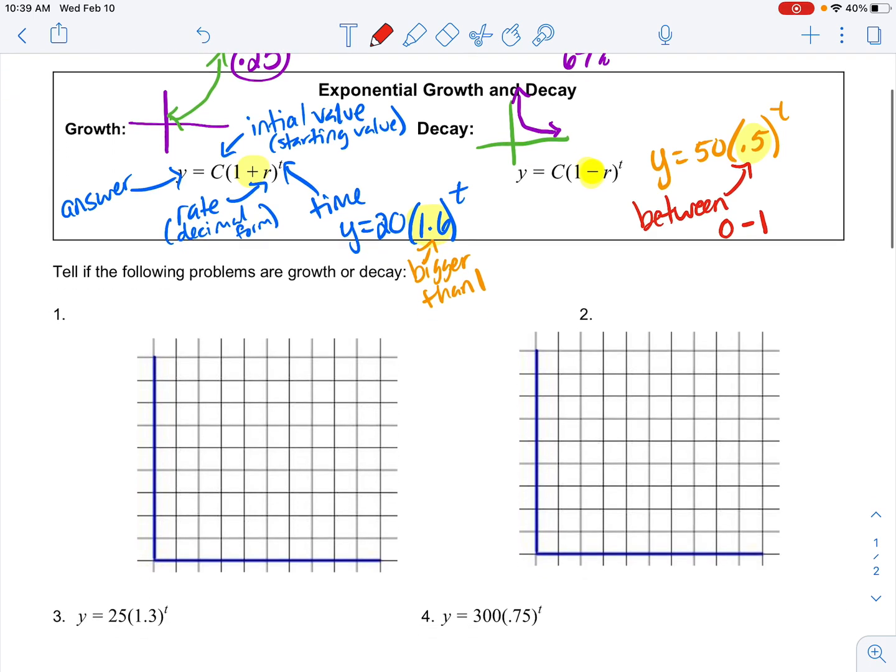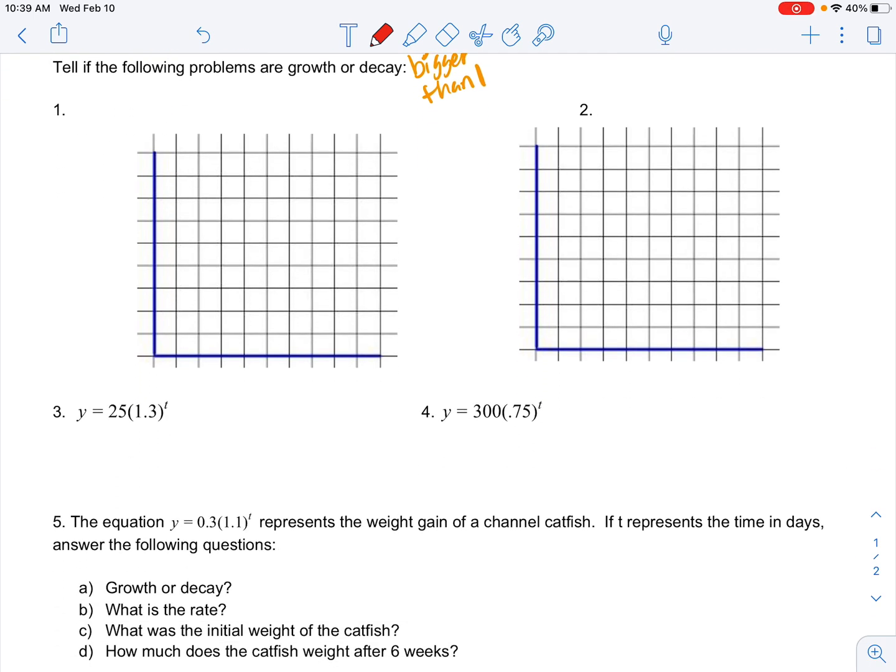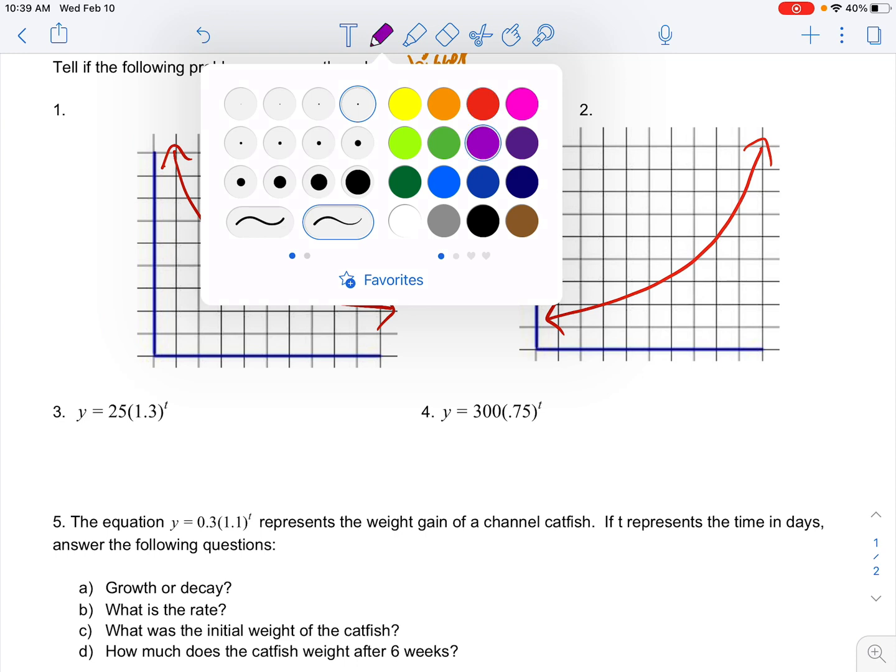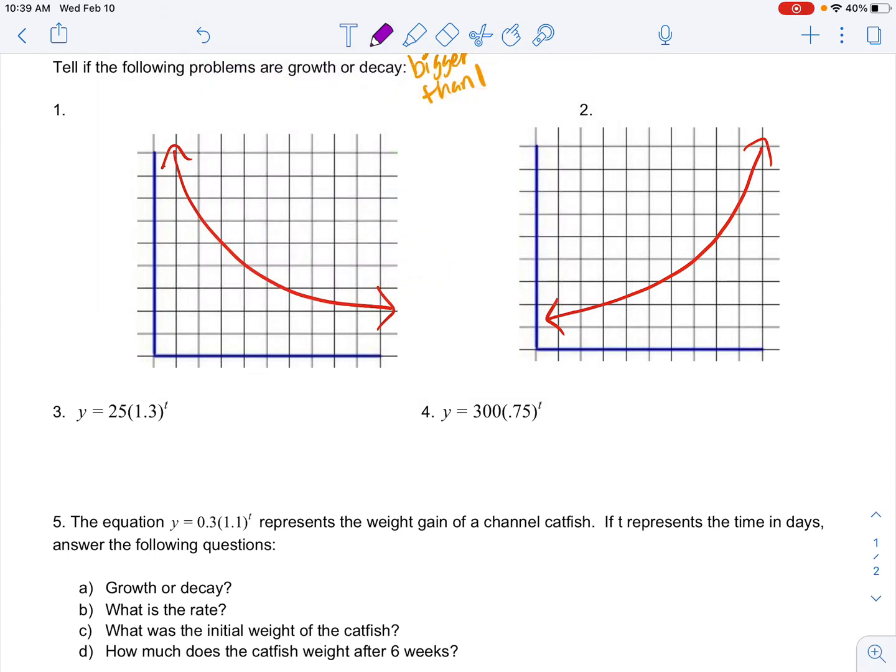Okay, so what does this look like? I'm going to give you 2 graphs on number 1 and 2. I want you to tell me if they're growth or decay. Here's the first one. Here's the second one. All right, so if we look at the first one, what's happening? We're starting high and we're going down. So we are decay. On the second one, what's happening? We're starting low and we're moving up. So this one would be growth.